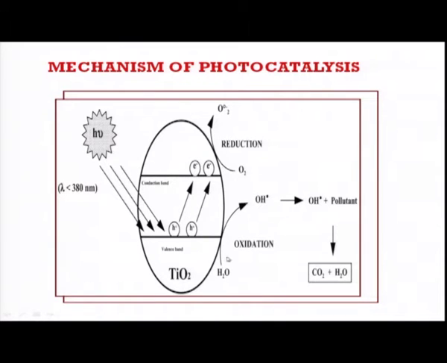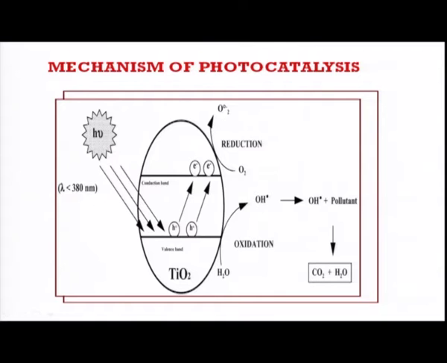water is getting oxidized to a hydroxyl radical. H2O, on reaction with this, is converted into a hydroxyl radical, that is, an unpaired electron will be generated, and this hydroxyl radical reacts with the pollutant, ultimately converting it to carbon dioxide and water. And at the same time, in the conduction band, oxygen is converted to O2 minus.